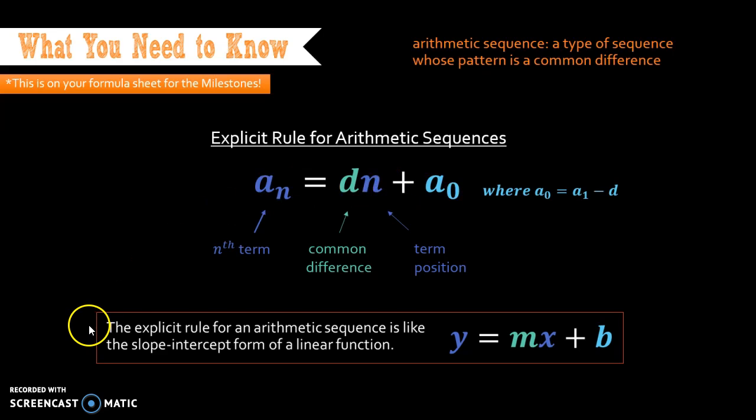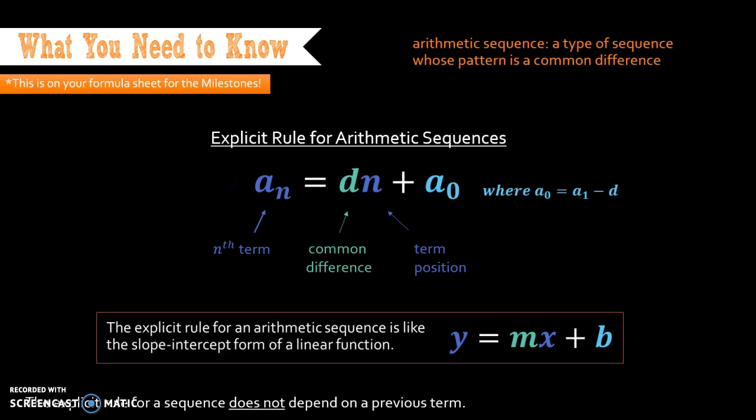The explicit rule for an arithmetic sequence is just like the slope-intercept form of a linear function. So the thing that you care about, or your output, is equal to some common number times your input plus whatever your y-intercept or your initial value is. So I've color-coded it here for you. All these pieces do match up, and you'll see that in just a second.